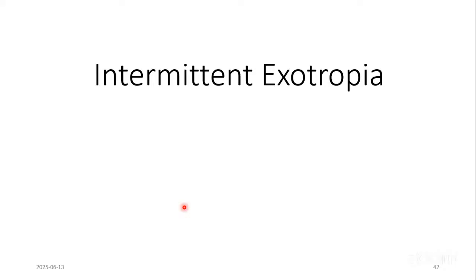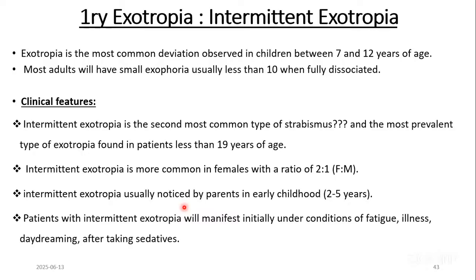Okay. So coming to the most common type of exotropia, which is intermittent exotropia. It is the most common deviation observed in children between 7 and 12 years. Most adults will have a small exophoria, usually less than 10 when fully dissociated.